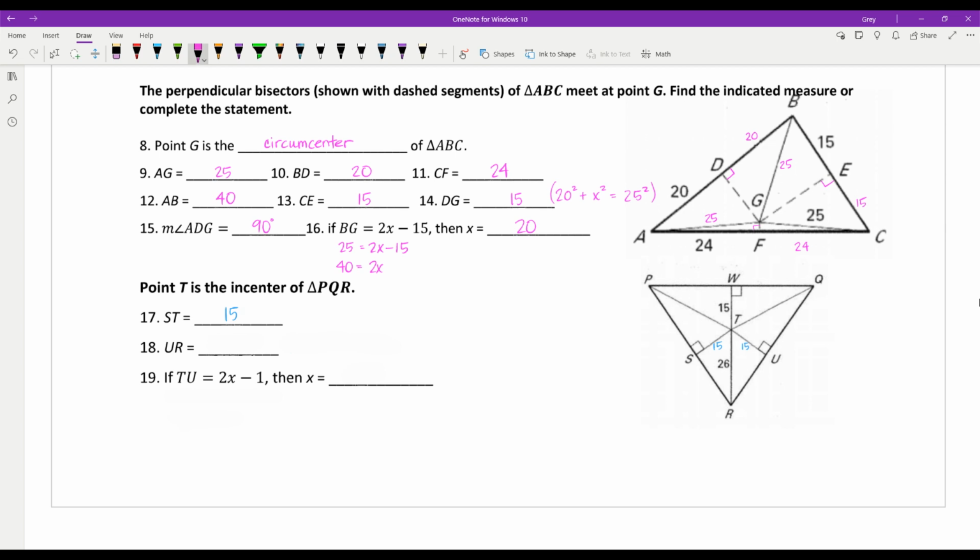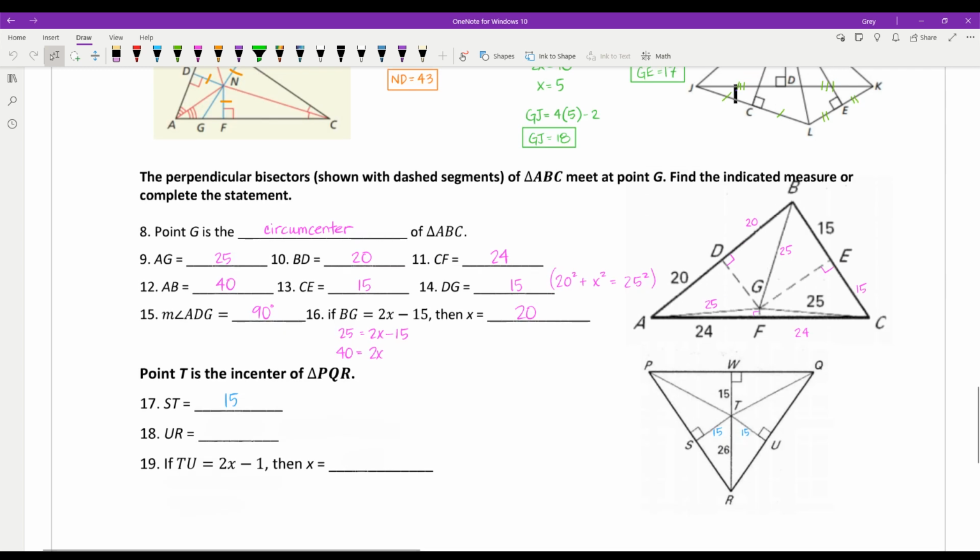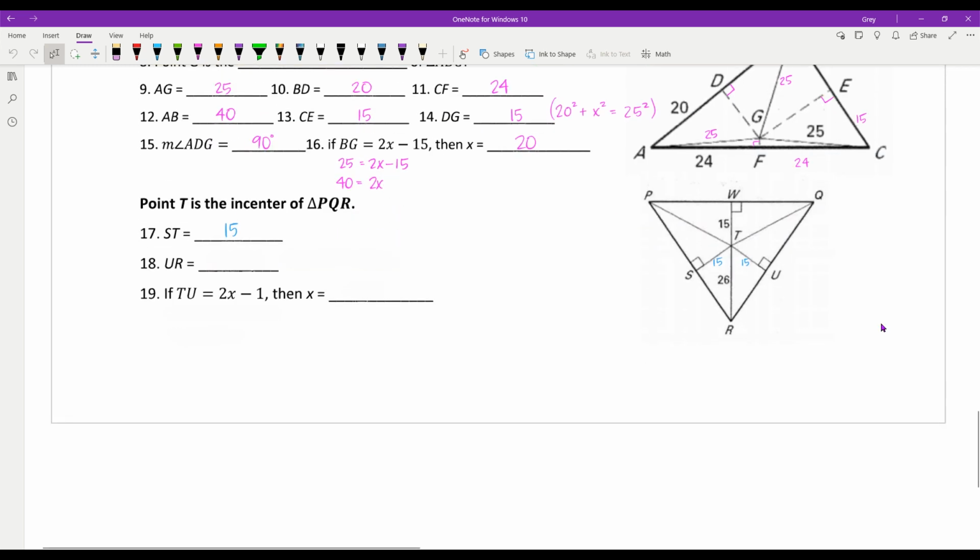UR, okay, UR is right here, and that is a right triangle. So I'm going to use the Pythagorean theorem and say that 15 squared plus x squared equals 26 squared. So the square root of 26 squared minus 15 squared is not a whole number. It comes out to be 21.24. I would encourage you to put that in your calculator and make sure you can do that correctly. TU, we already said, was 15, so 15 equals 2x minus 1. Add 1, and x is going to equal 8.